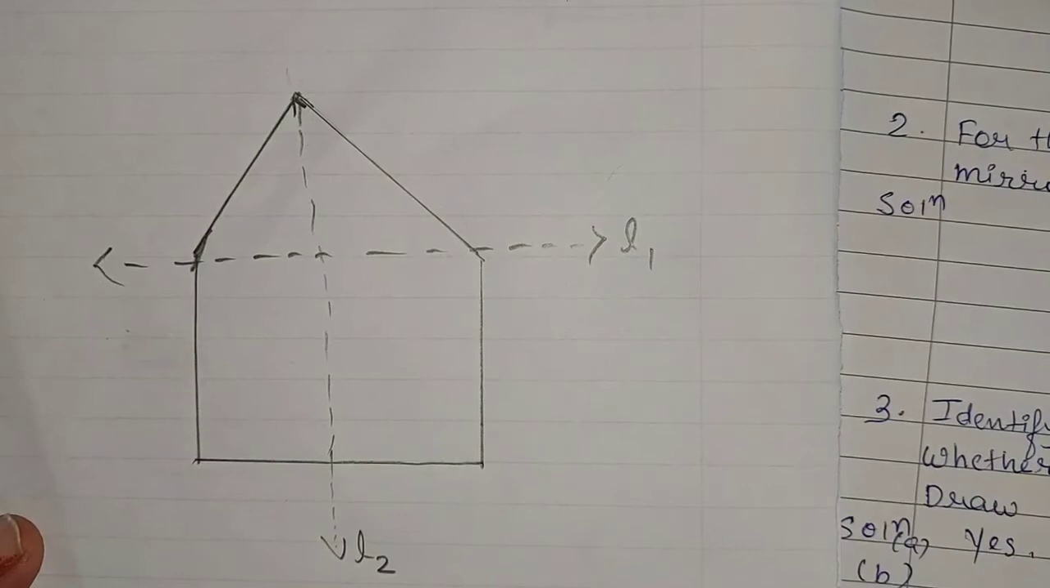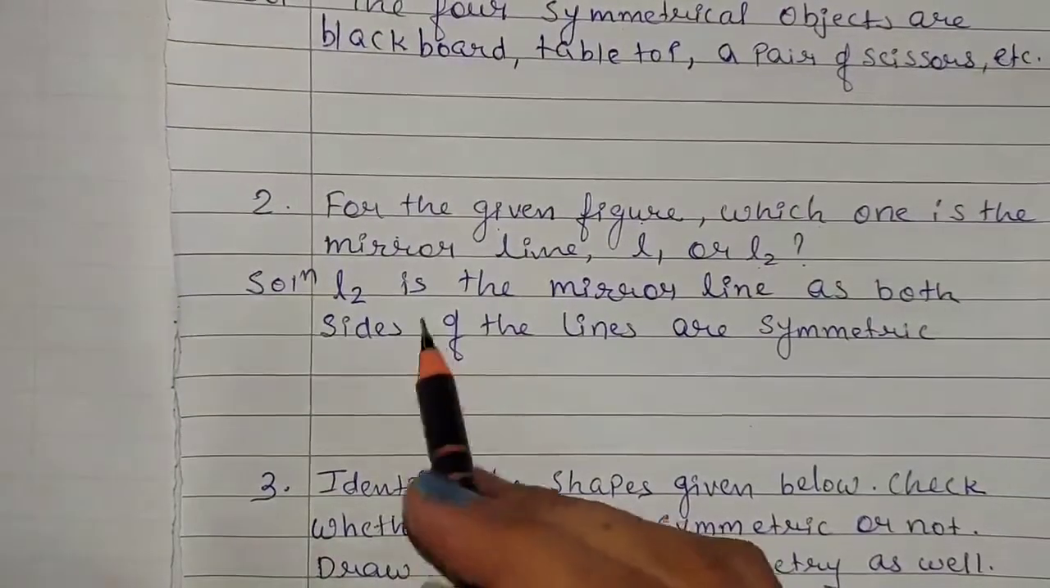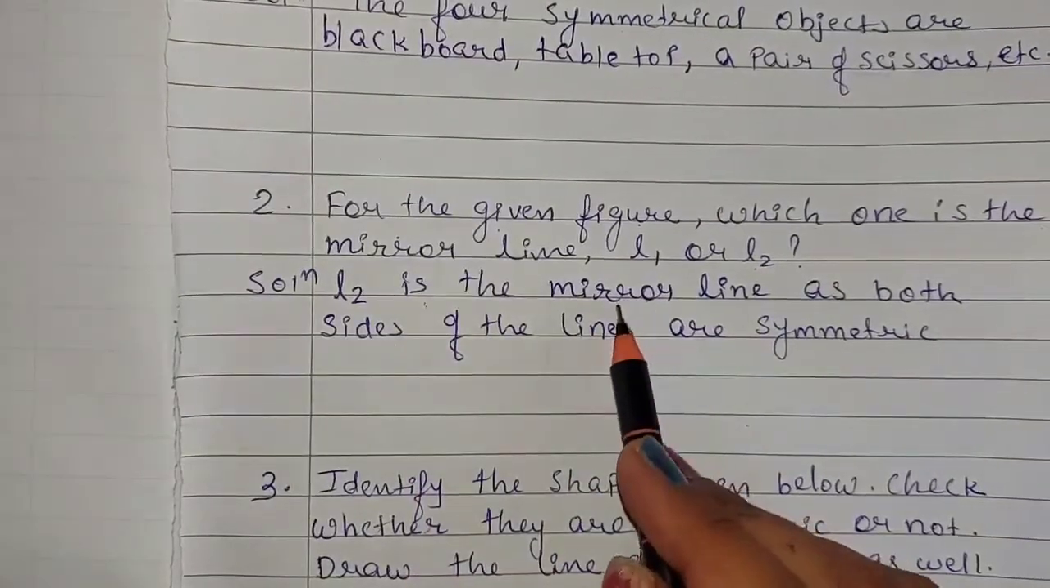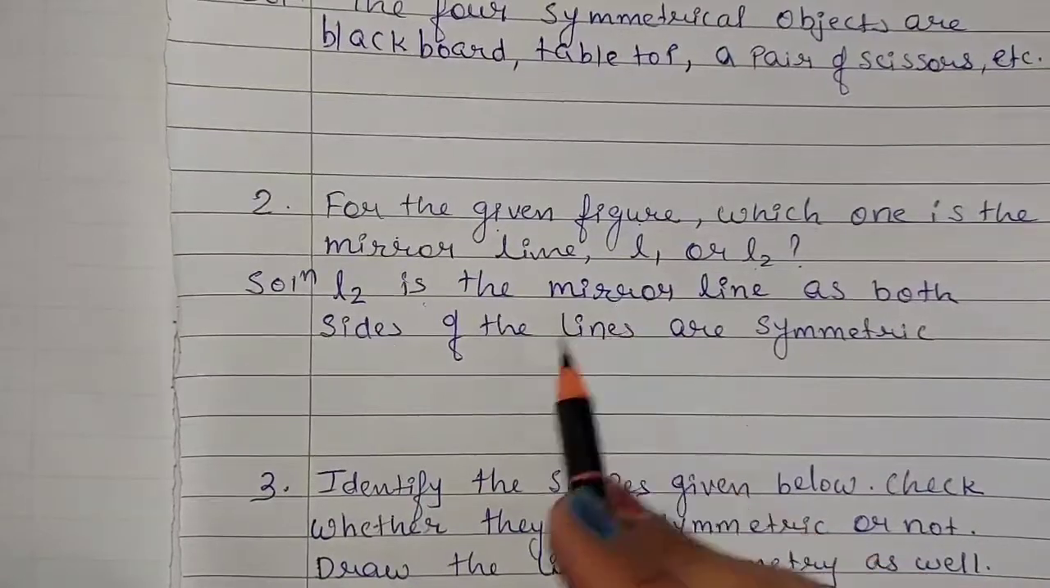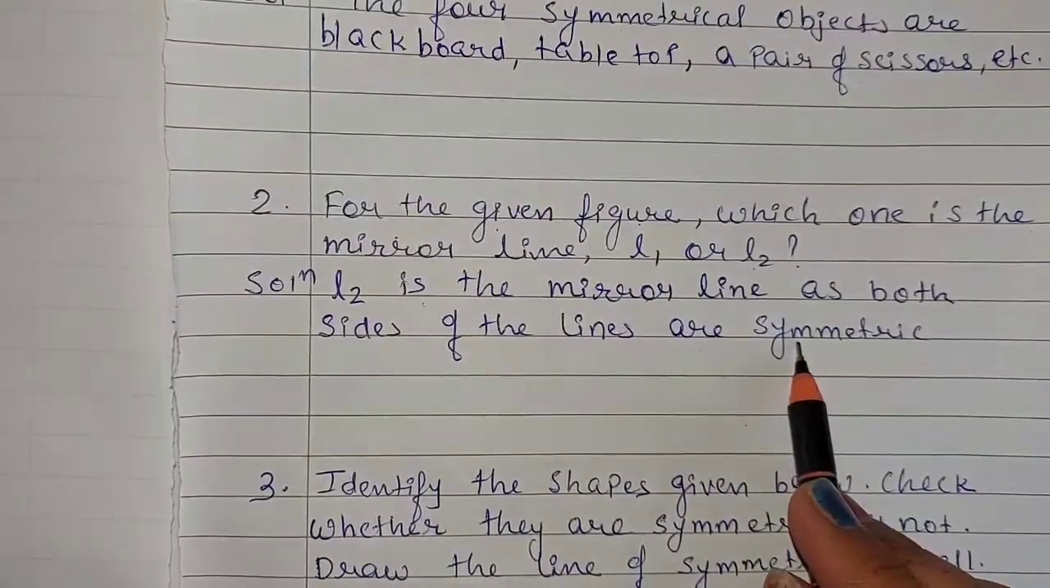Let us write the answer to question 2. Solution. L2 is the mirror line. Why is it said to be the mirror line? Because both sides of the line are symmetric. Hence, L2 is the mirror line.